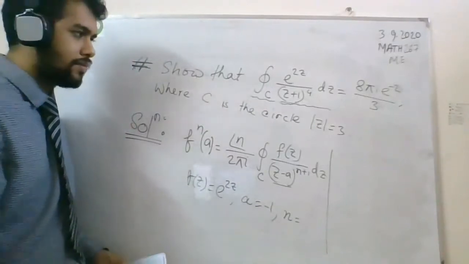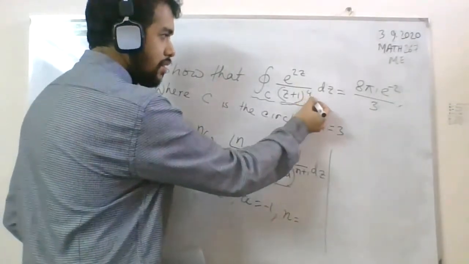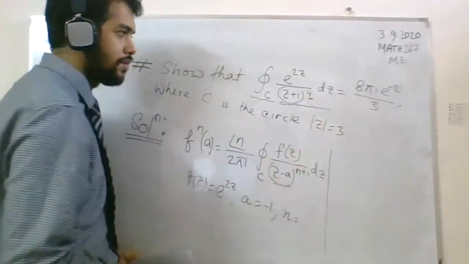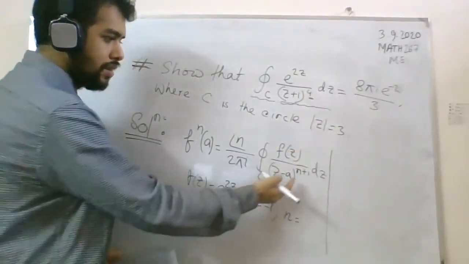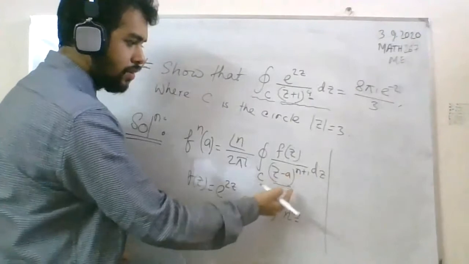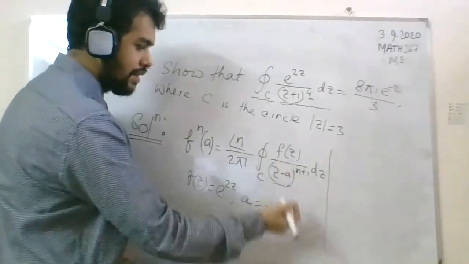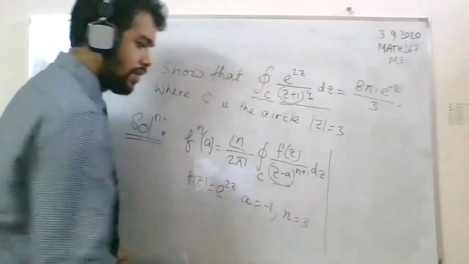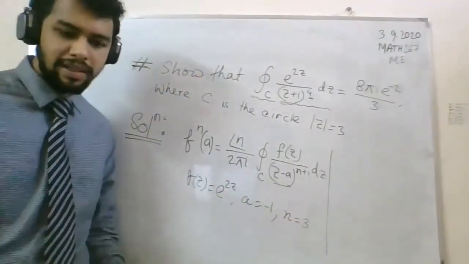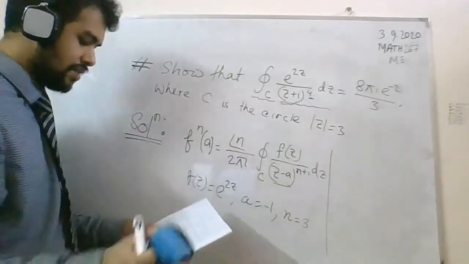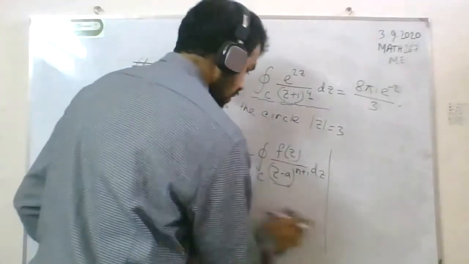And also, what is the value of n? 3, sir. 3. So here the given power is 4, and the formula has n plus 1, so that's why the value of n here is 3. Okay. So we have gotten the values from here.